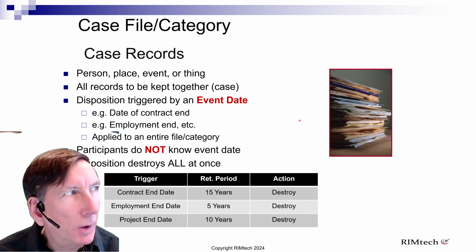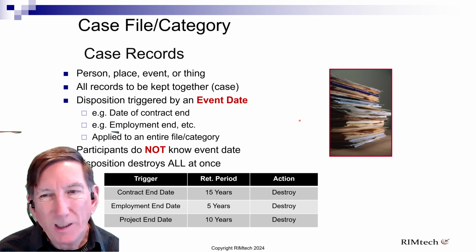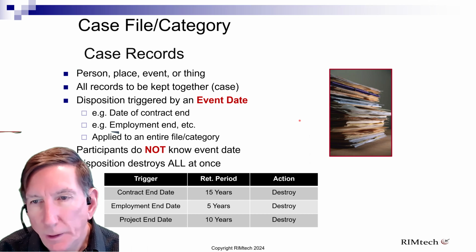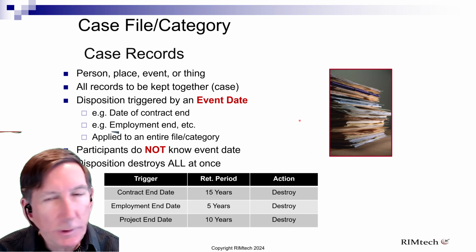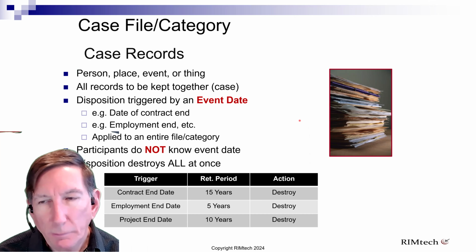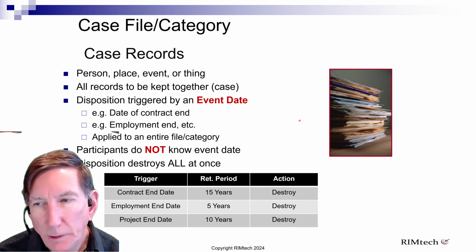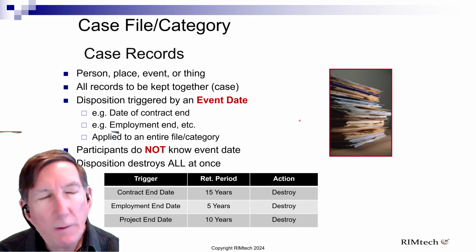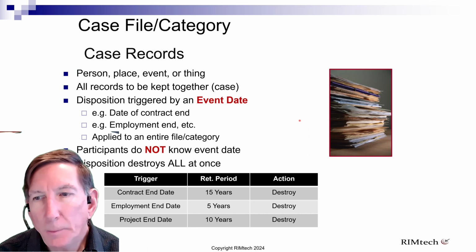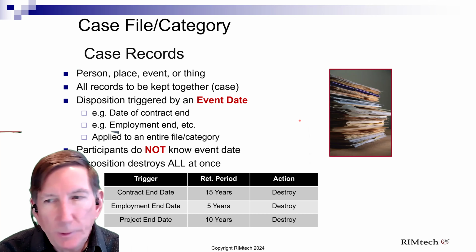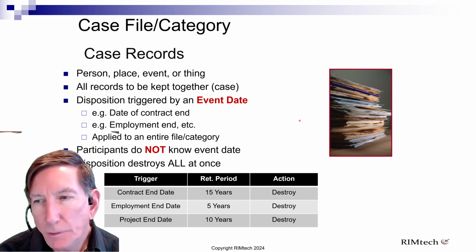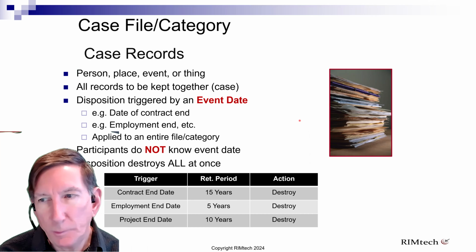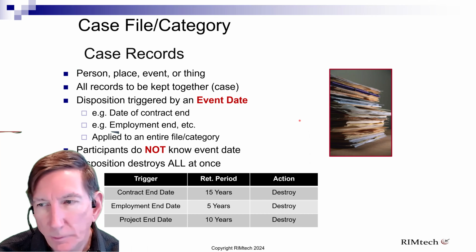Okay? So you have to keep the records for each case separated or independent of the records for all other cases. And a typical retention rule has three components: a trigger, a retention period, and an action at the end of the life cycle. So the trigger for case records is always the event date or end date, okay? The retention period is whatever you wish, and then the action is typically destroy, but it could be transfer, could be permanent, could be a number of actions, but we'll just keep it simple and keep it to destroy for now.